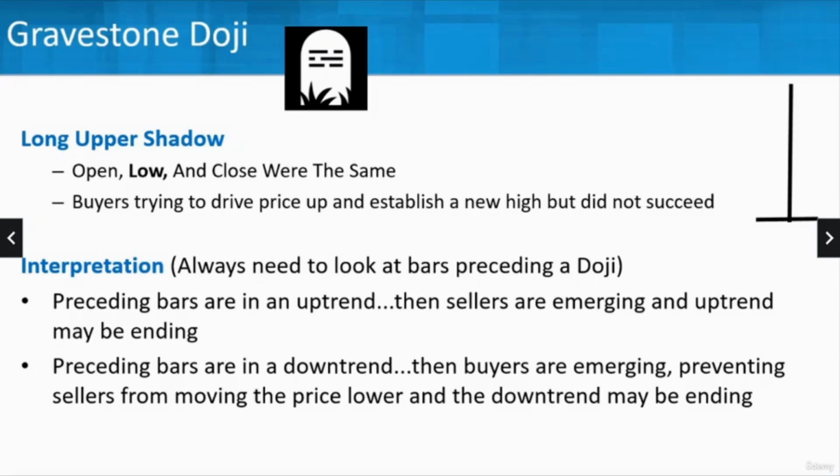Same thing with preceding bars in a downtrend, just the opposite. Buyers are emerging, preventing sellers from moving the price lower, and the downtrend may be ending. So we open on the left-hand tick side. They might be thinking about trying to go lower, but buyers are like, nope, let's get this high range up here. Let's try to end on a high note. It doesn't end up that way. It ends up coming back down to the close being the same as the open. So that's the doji, but it's an indicator that things are happening and a transition might be on its way. So be watching for that if you are in a downtrend.